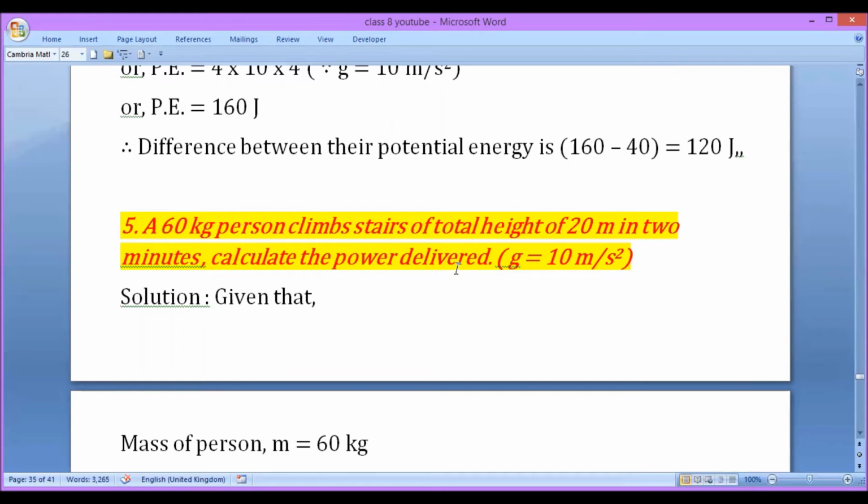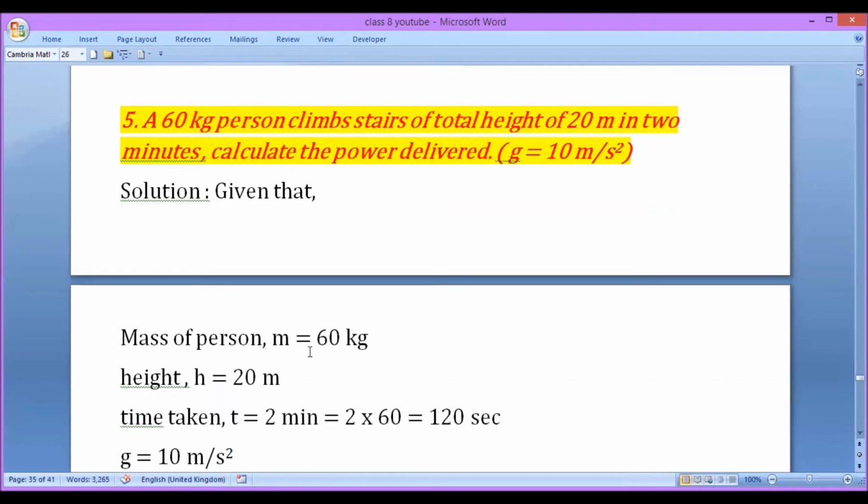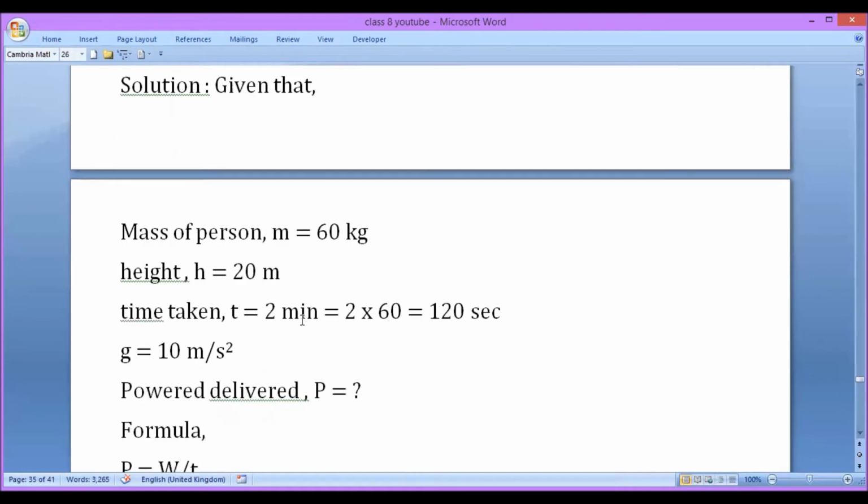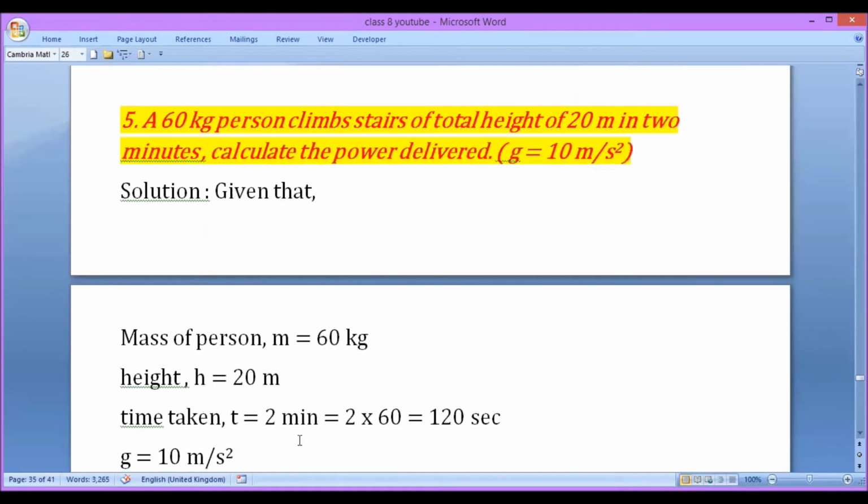Which formula is to determine the power? You have to understand the power easily from the lesson, and then you can calculate it. First, given here, mass of person m is equal to 60 kg, height h is equal to 20 meter, and time taken t is equal to 2 minutes. You have to convert the minute into second, because the kg and meter are SI system, but minute is not a SI system. So we have to convert it into the second.